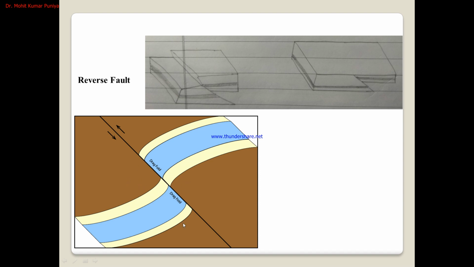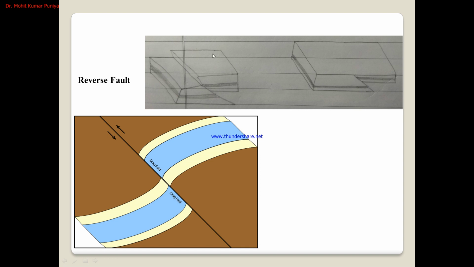Reverse faults have more than a 45-degree angle. If the angle of the fault plane is more than 45 degrees, it is known as a reverse fault, and if the angle is less than 45 degrees, it comes into the thrust category. So basically the difference is based on the angle. And one more thing, a reverse fault always puts the older rock over the younger rock, as we can see in this block diagram also.